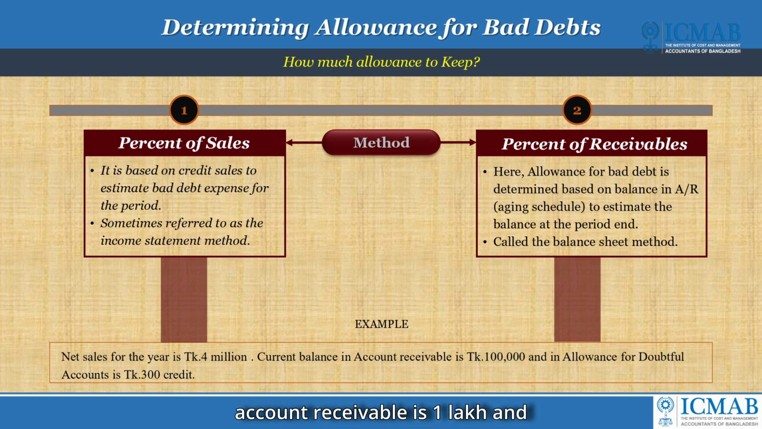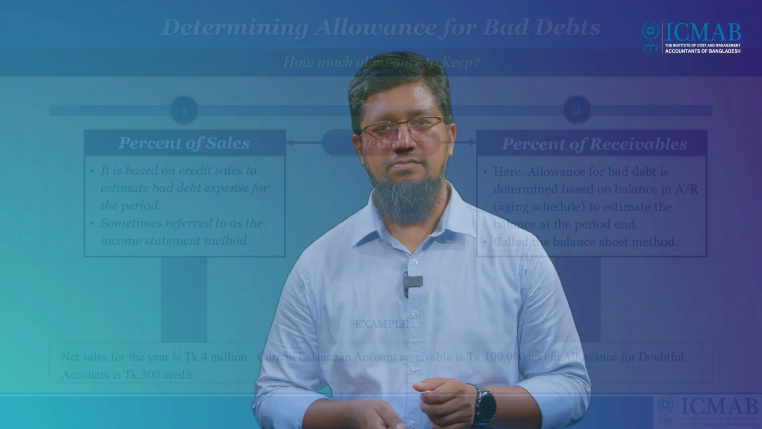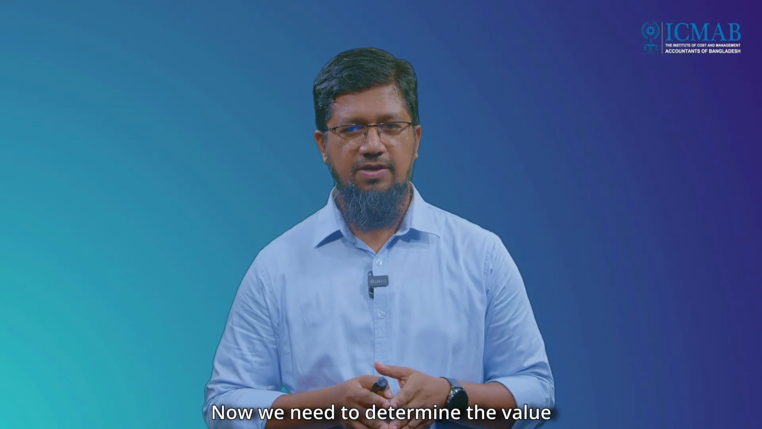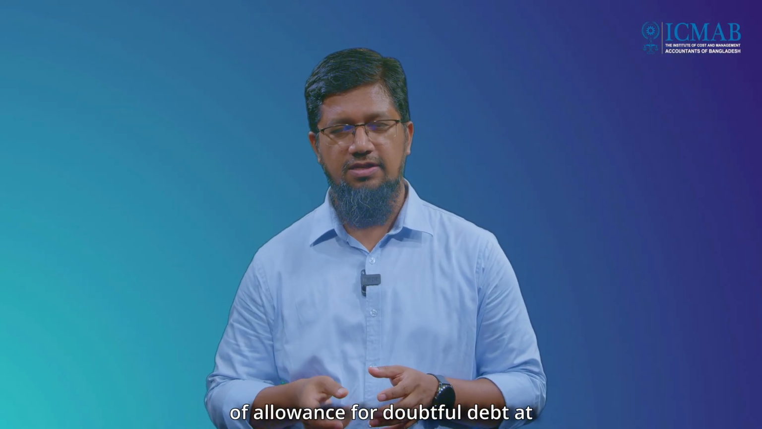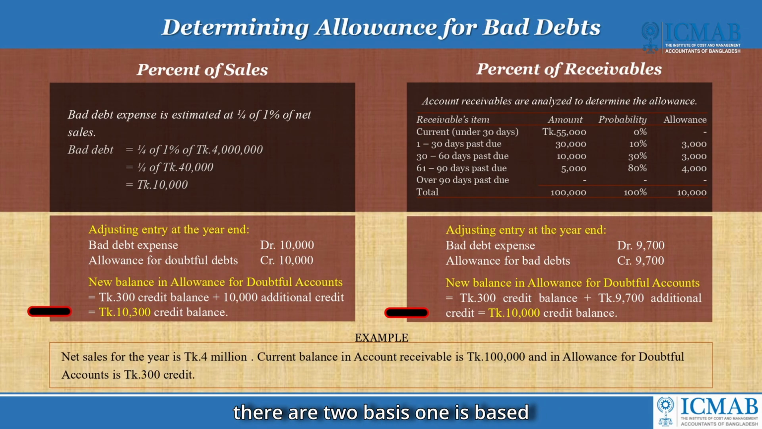For example, the net sales for the year is 4 million and the current balance in accounts receivable is 1 lakh, and the allowance for doubtful accounts is 300, and it has a credit balance. Now we need to determine the value of the allowance for doubtful debt at the end of the period. So as we have already mentioned, there are two bases. One is based on percentage of sales and another is percent of receivables.